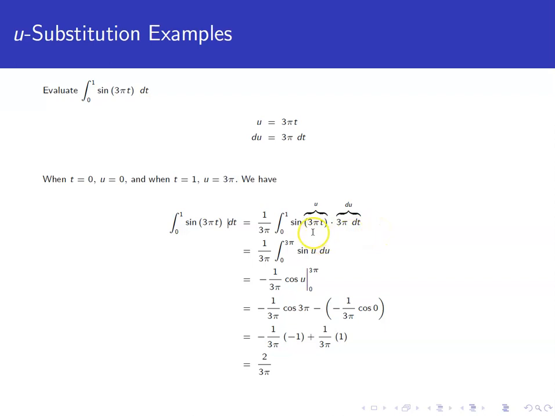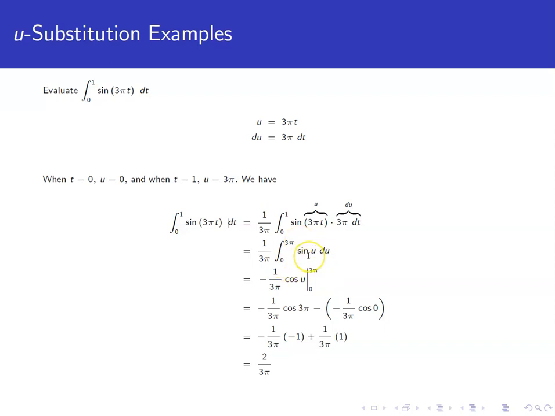So now when we make our substitution, the inside of the sine function is what we're calling u, and the 3 pi dt is what we're calling du. We notice we've also substituted in our limits of integration here. We've got a 0 for the bottom limit of integration and 3 pi for our top limit of integration here. And those are the values that correspond to t equal to 0 and t equal to 1.